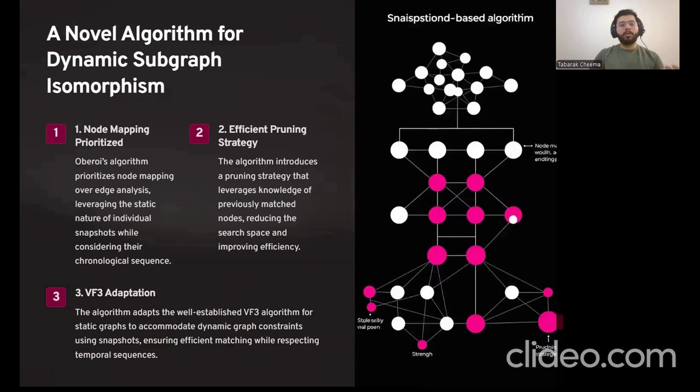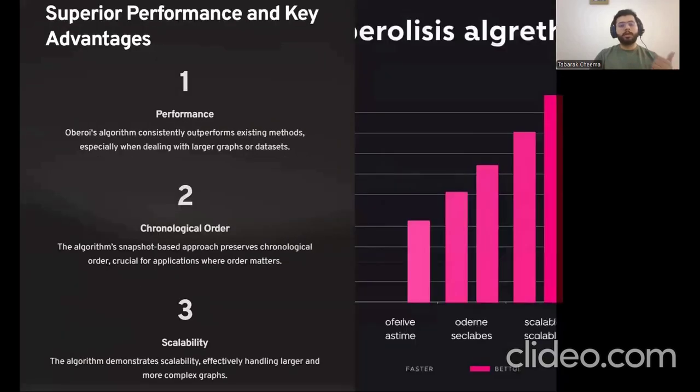And how is this better than all the previous ones? Firstly, performance. This outperforms the existing methods, especially when dealing with larger graphs or datasets. Secondly, a chronological order was maintained in dynamic graphs, where snapshots were used to see the progress of the dynamic graph over a large period of time. Thirdly, scalability. Oberoi's technique was not only good for small scale, but also for large scale applications having complex graphs.